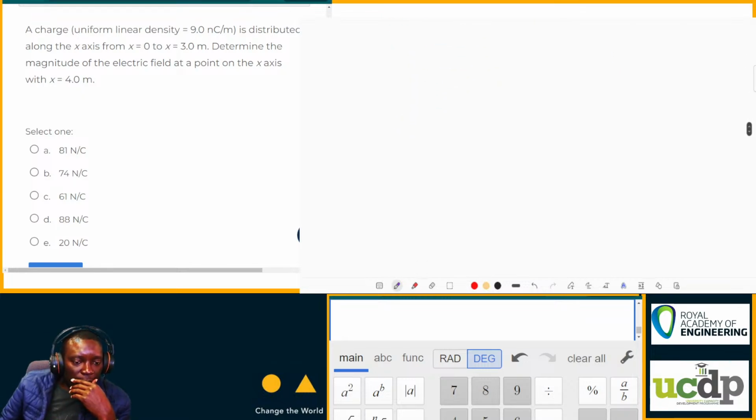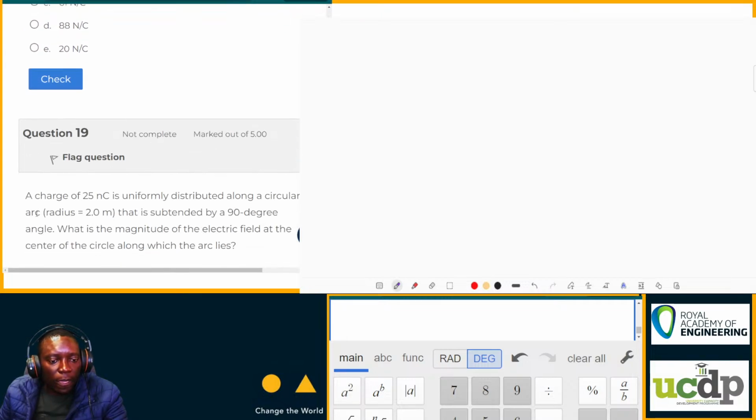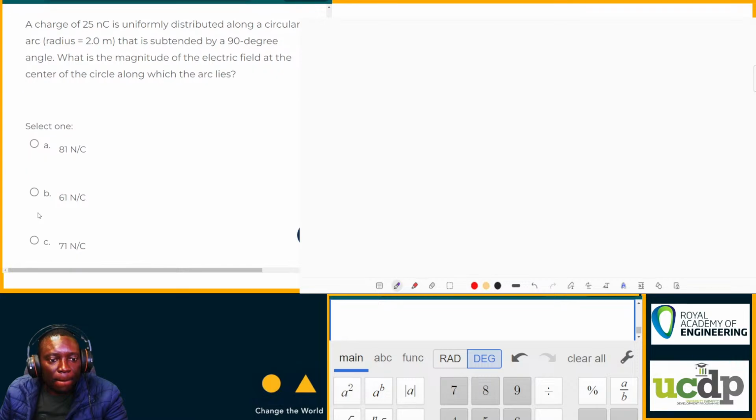The next one is question number 19. Which is this one. So we have a charge of 25 nanocoulombs uniformly distributed along a circular arc of radius 2 meters, which is subtended by a 90-degree angle. The question is, what is the magnitude of the electric field at the center of the circle along which the arc lies? So we have a different distribution this time.